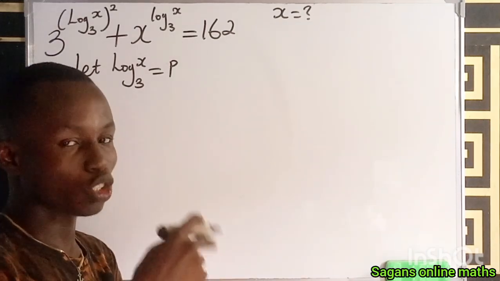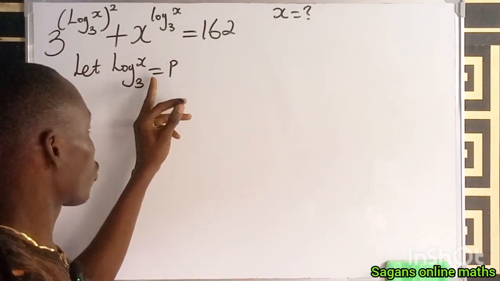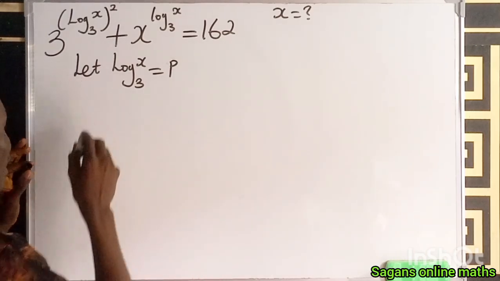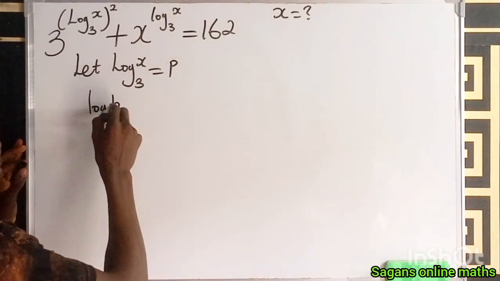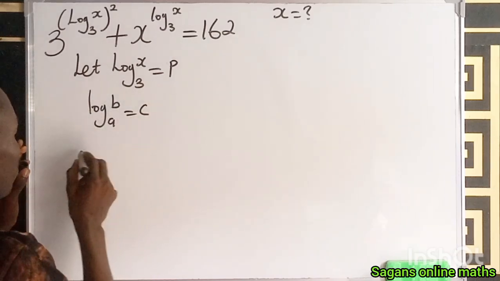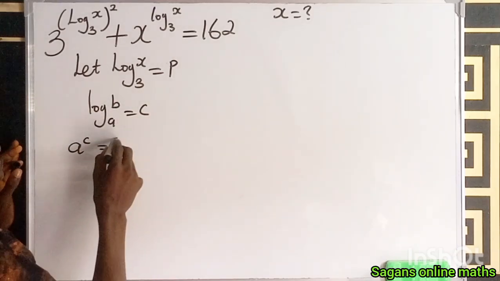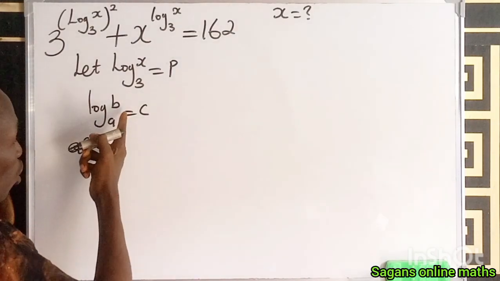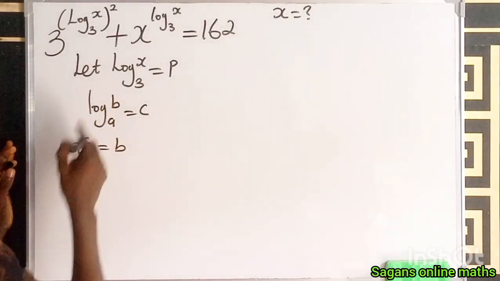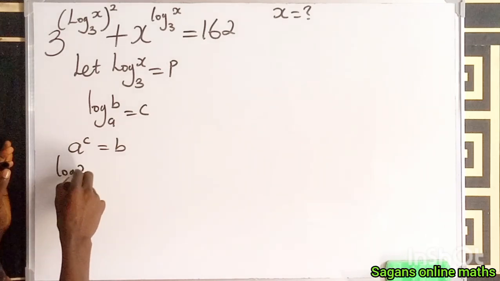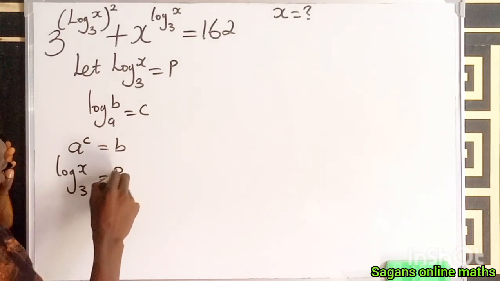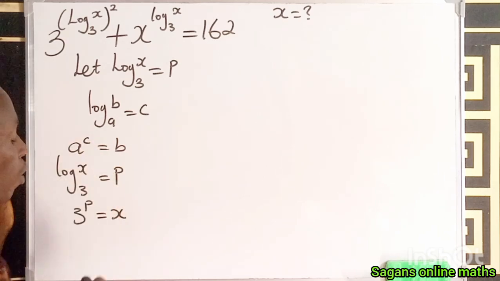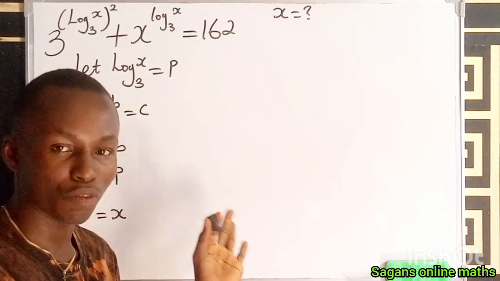Now this is in logarithm form. I want to make x the subject of the formula from here, so I want to change from logarithm form to exponential form. Remember that if you have log b base a equals c, it means that a to the power of c is equal to b. So log x base 3 equals p implies that 3 to the power of p is equal to x. Wow, this is pocket genius. Amazing, I love this.